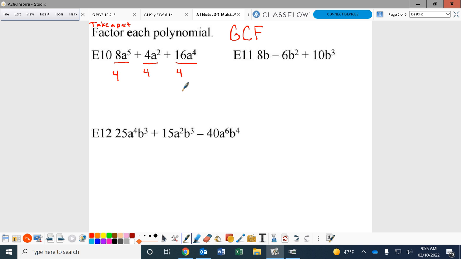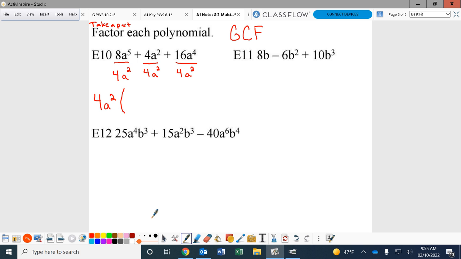Then we're going to look at the variables. Does it have a variable in common? Yes. What is the lowest power on that variable? 2. That is your GCF, 4a squared. I'm going to write that 4a squared out in front of my parentheses, because I'm taking it out of all of them and putting it in front.